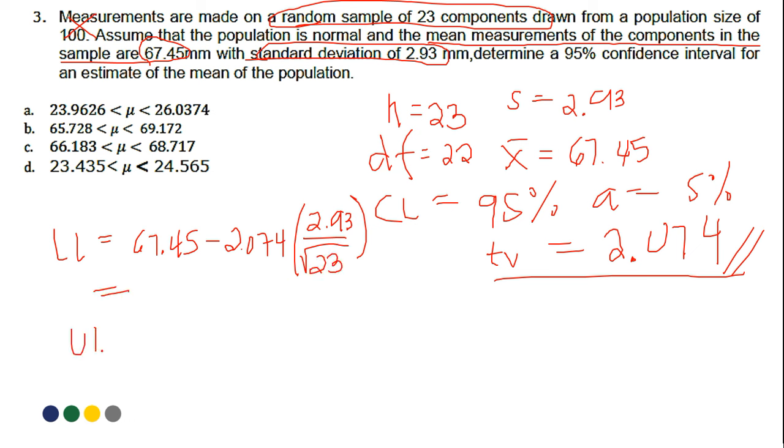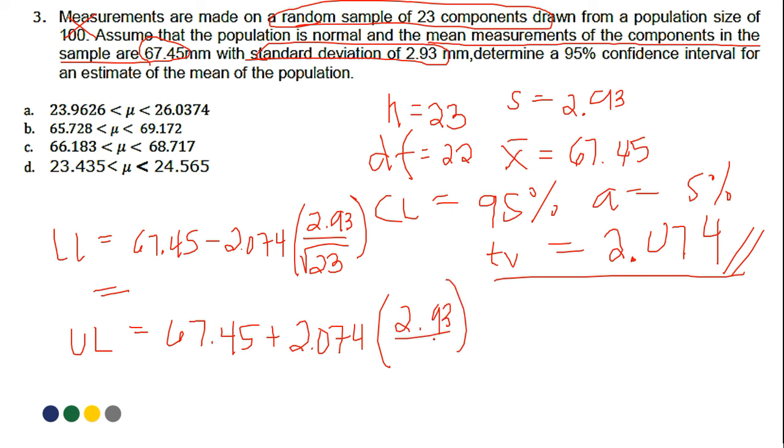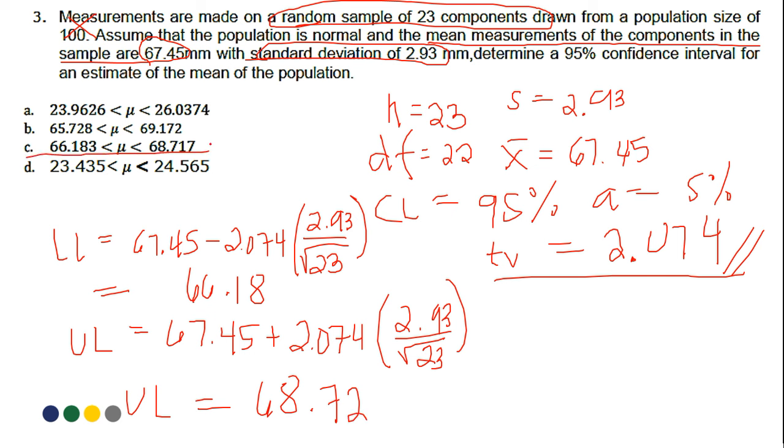Please compute the lower limit. 67.45 plus 2.074, 2.93 square root of 23 for UL. LL is 66.18. How about UL? UL po, 68.72. Tignan natin. 66.18 and 68.72. Correct. So we have letter C. And that's it for review.